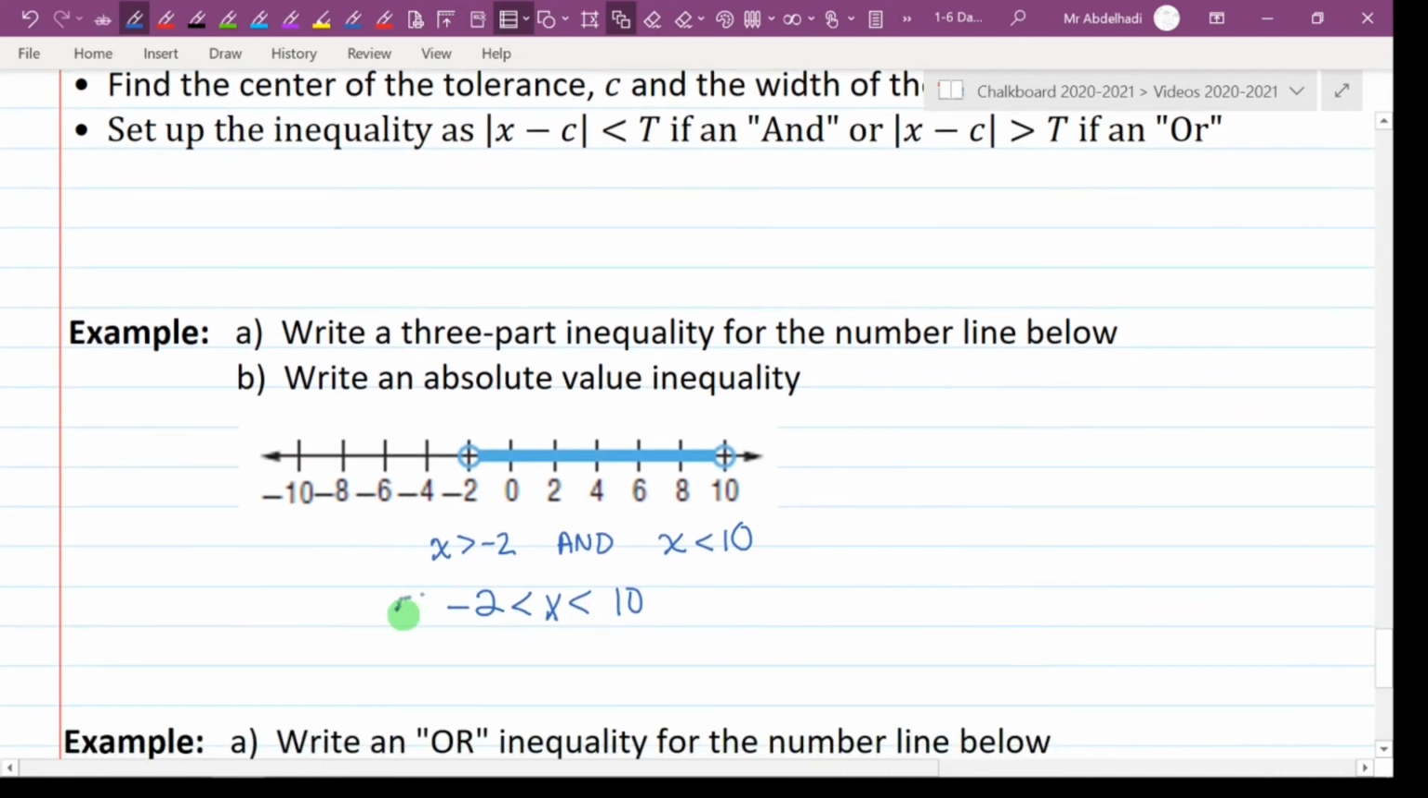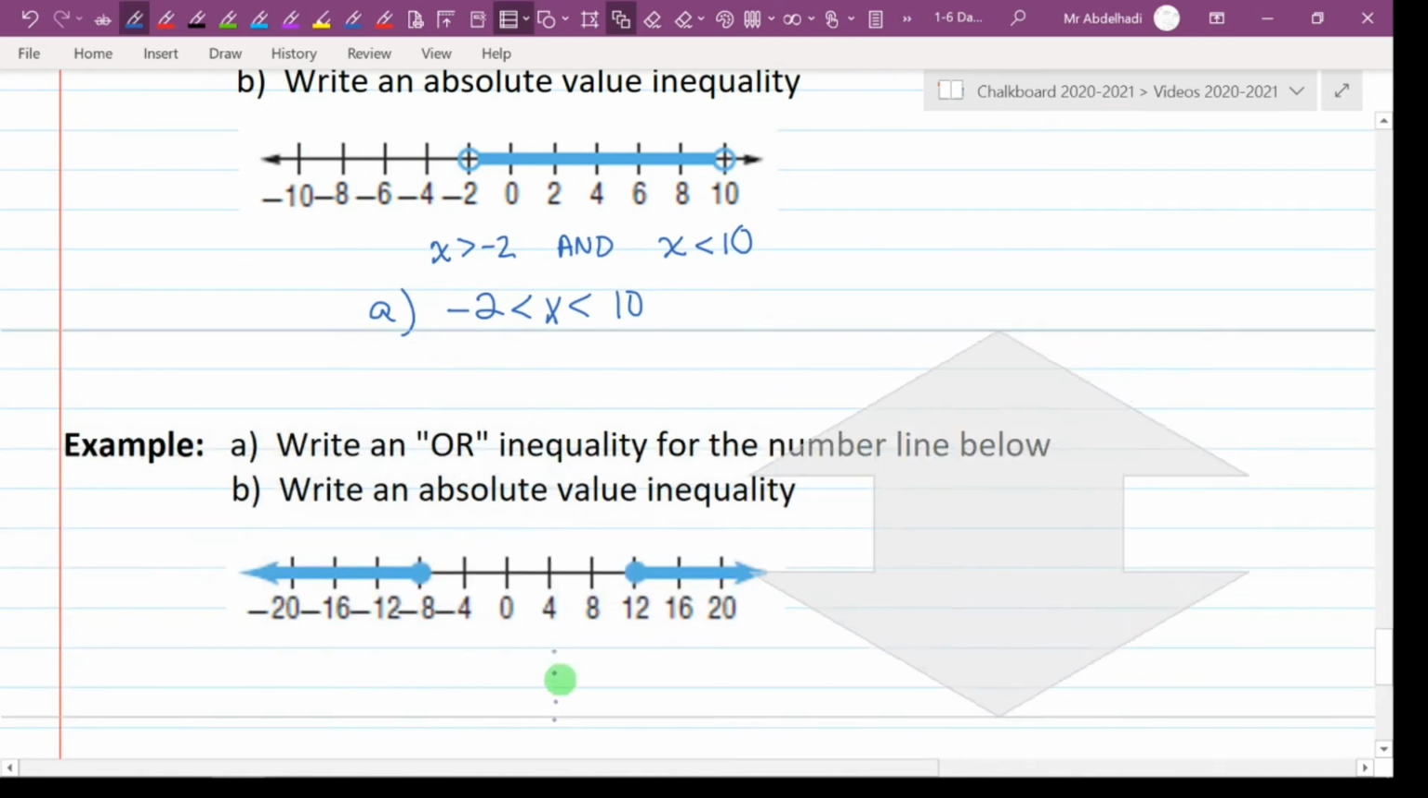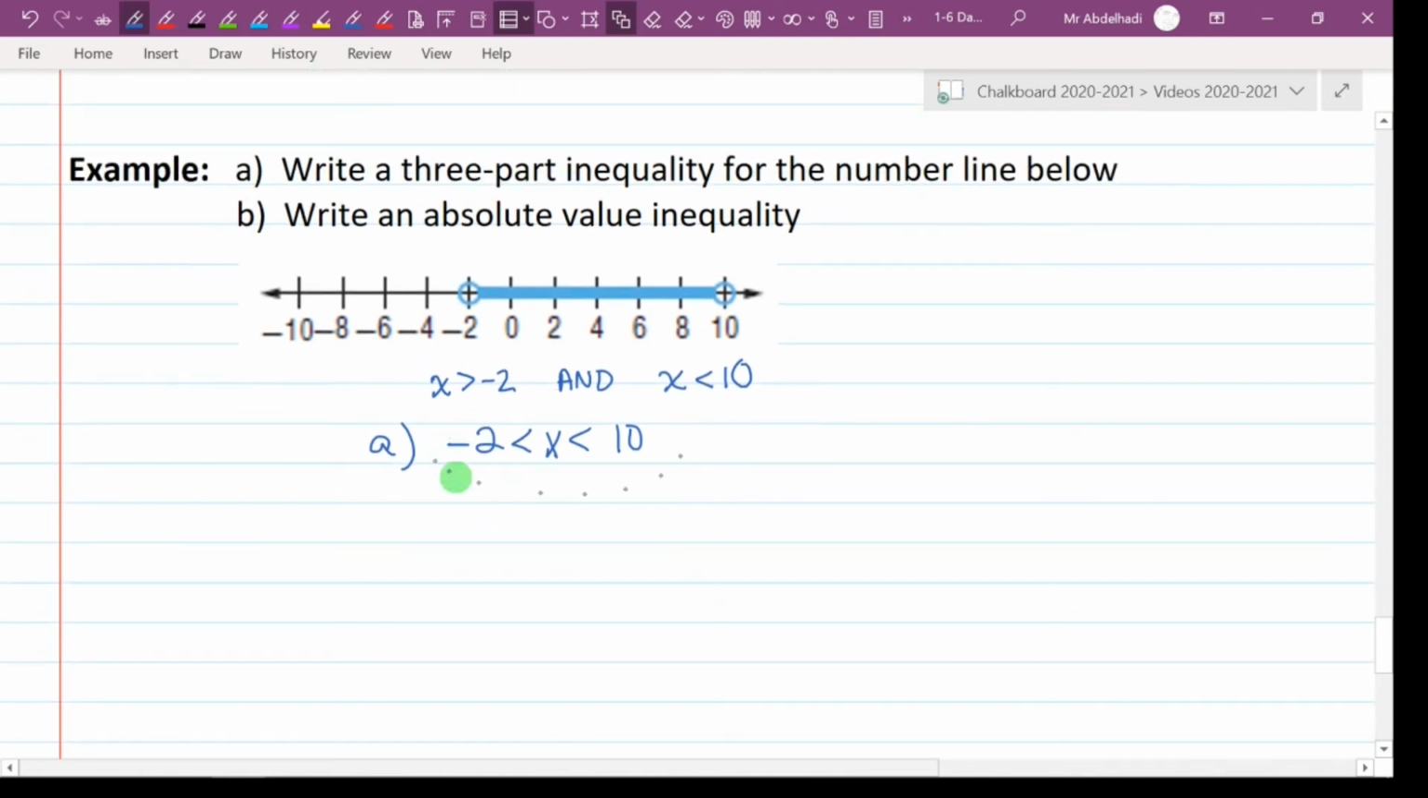So that would be part A. Okay? But how can we write this as an absolute value? That's what we get when we solve an absolute value. But how can we get the absolute value?